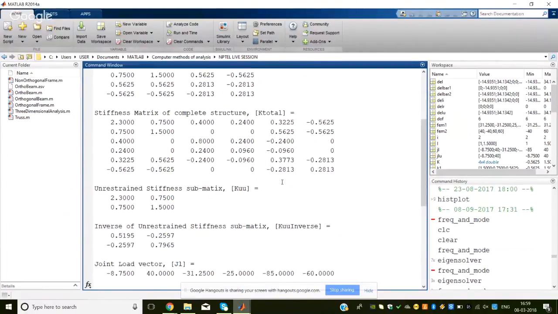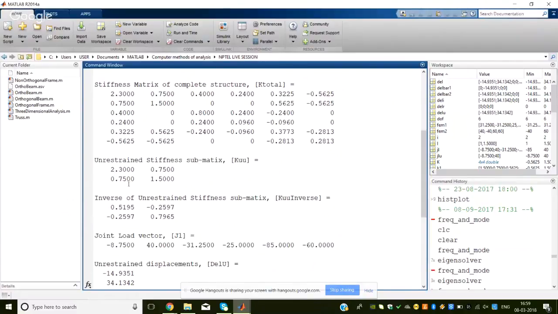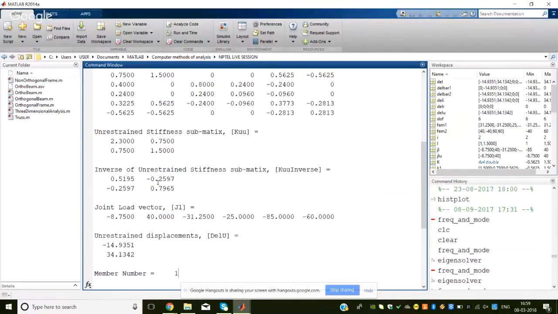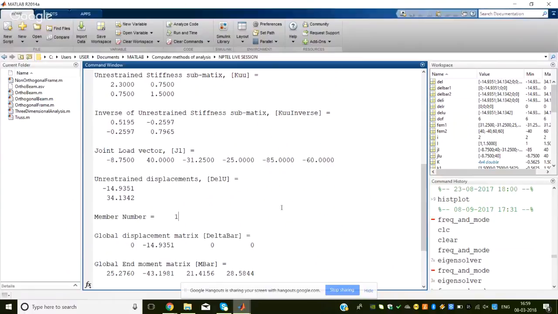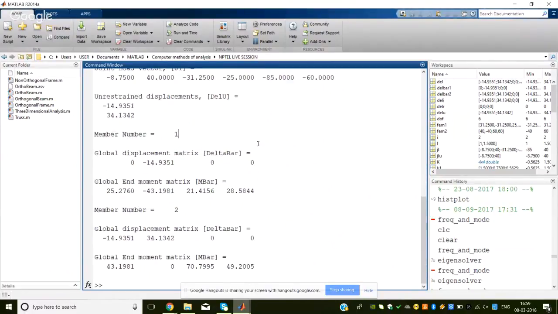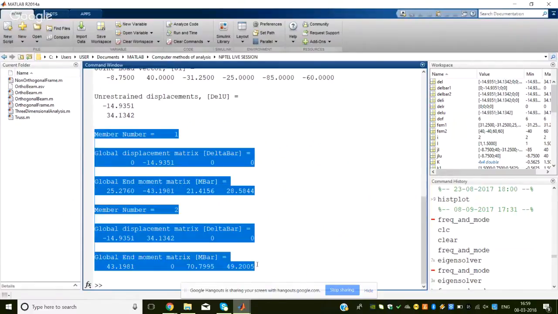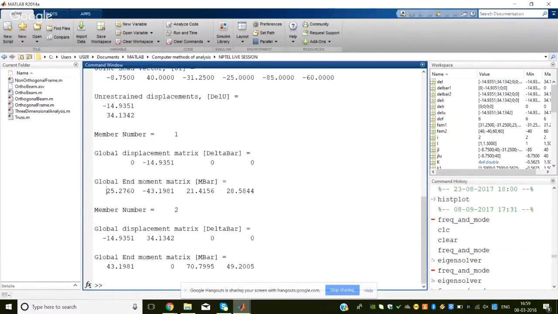We have 6 columns and 6 rows. And the unrestrained stiffness matrix is here of size 2 by 2. Here we have the inverse of the unrestrained stiffness matrix, and the joint load vector that has been given as the input. Now the unrestrained displacements of size 2 by 1. And this is the final output we have for member 1 and member 2. And these are the global end moments for member 1. And this is the end moments for member 2. So you can see the moments at member 1 and member 2 are matching at joint V.